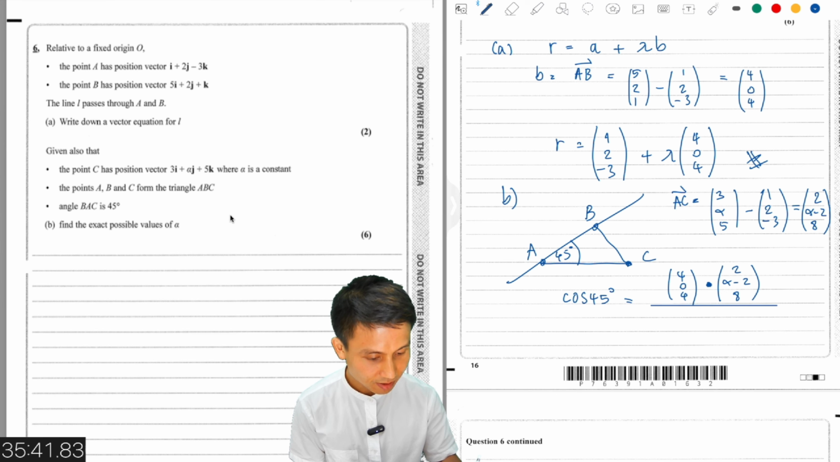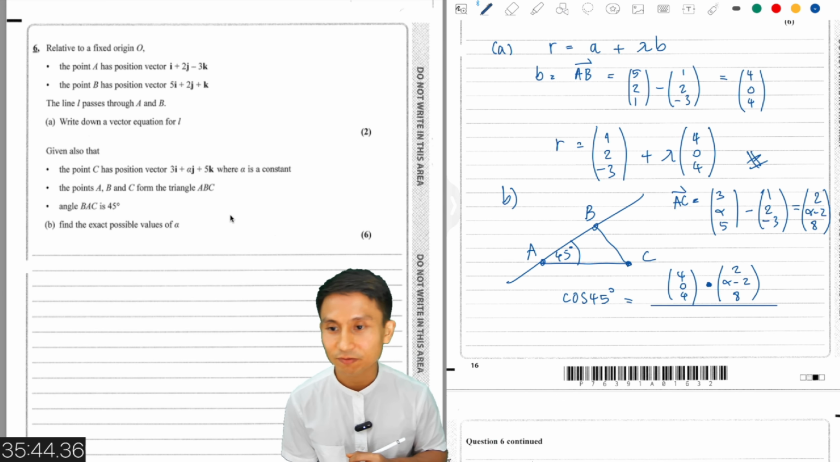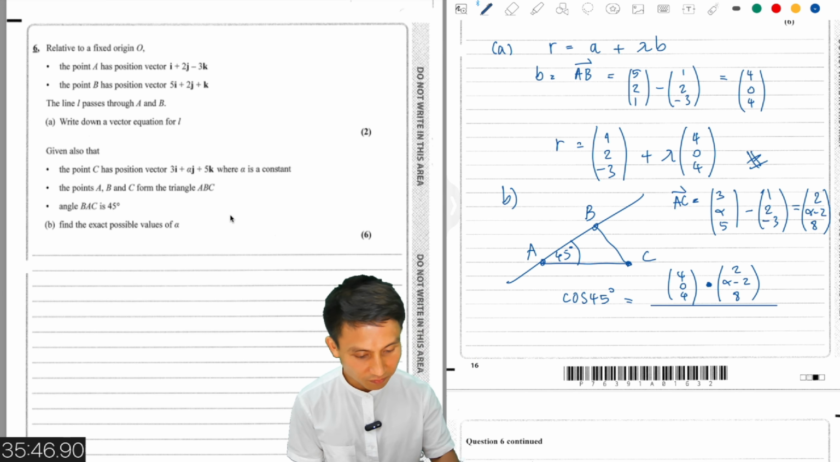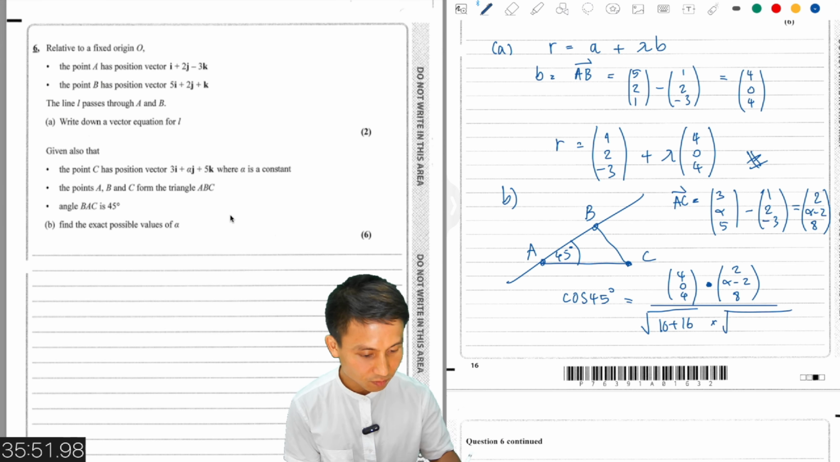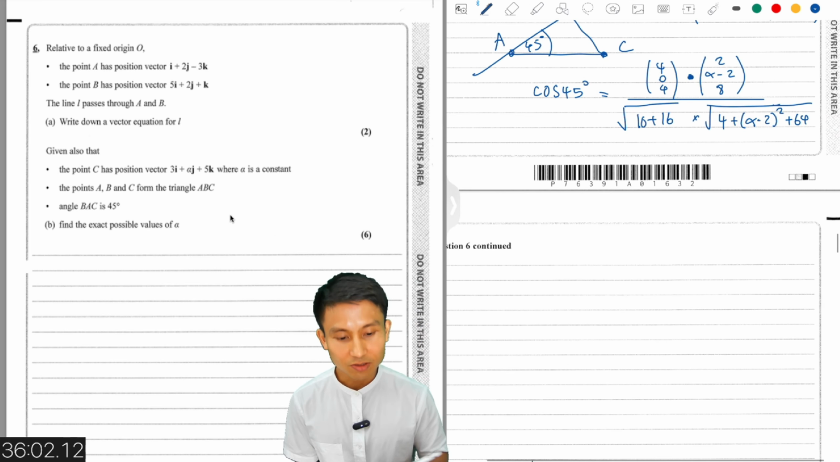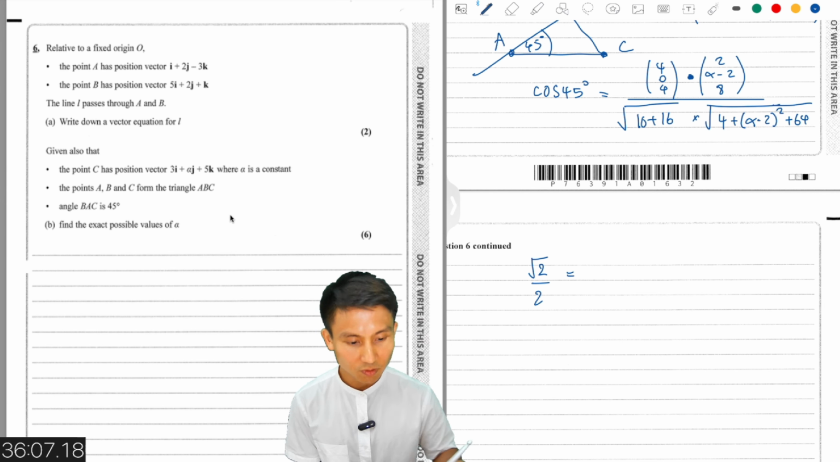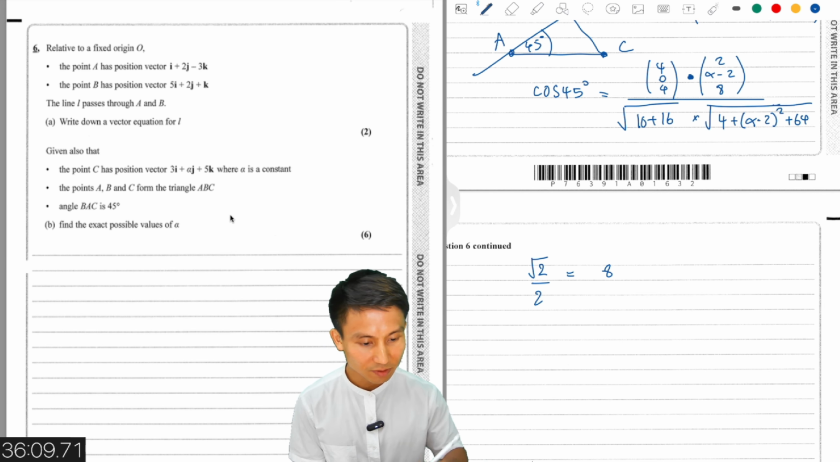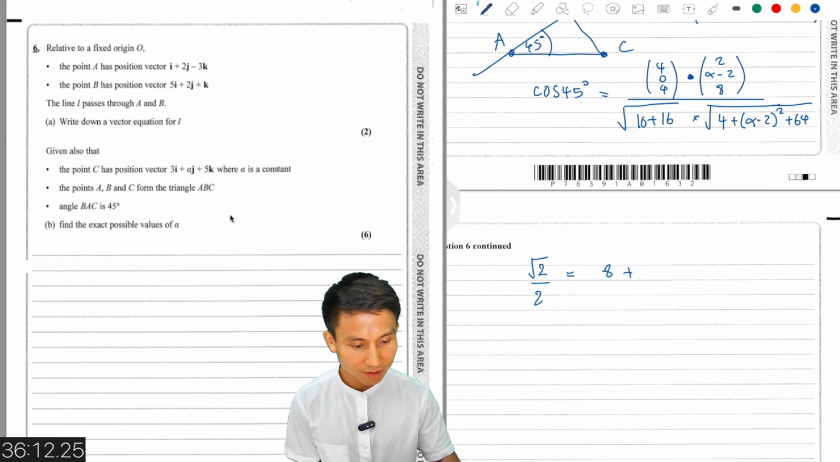Interesting. Okay, and then down here we also have to find the magnitudes of the two vectors. So this one is just the root of 16 plus 16, and the other one will be the root of 4 plus (alpha minus 2) squared plus 64. That's a lot of algebra there, guys. But fear not. Cos 45 is root 2 over 2. Equals 4 dot 2, we get 8. 0 dot that disappears. So 8 plus 4 dot 8, we get 32. Easy for that.